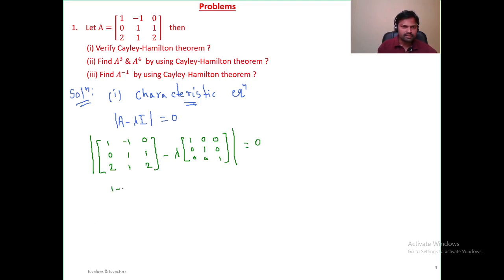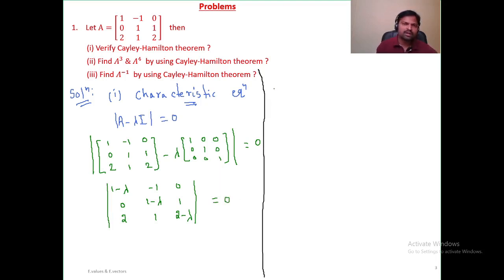Okay, now simplify this. So 1 minus lambda, next minus 1, next 0 and 0, 1 minus lambda, and this is 1 and 2, 1, 2 minus lambda. Determinant, this is equal to 0. Then simplify. See, I told you two methods for finding determinant. One is by applying this operation, right? C1 is modifying as C1 plus C2 plus C3, and the second one direct expansion.